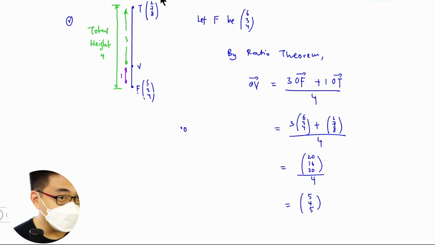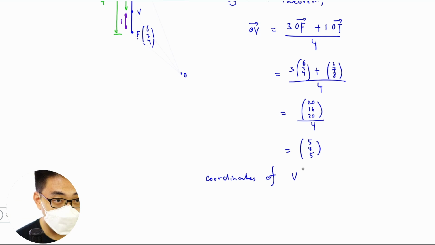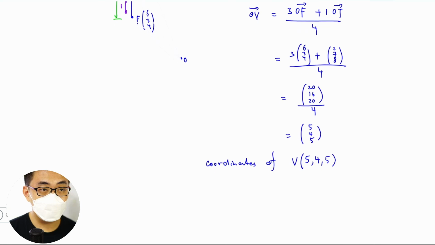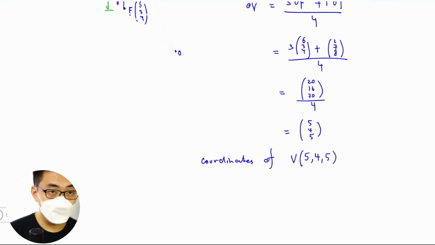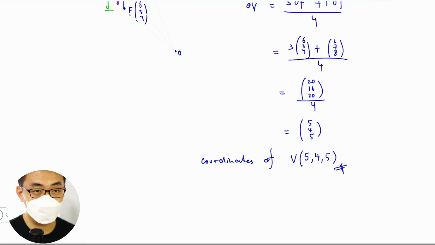They want the coordinates, is it? Coordinates. Yeah. Coordinates for V is actually 5, 4, 5. Okay.